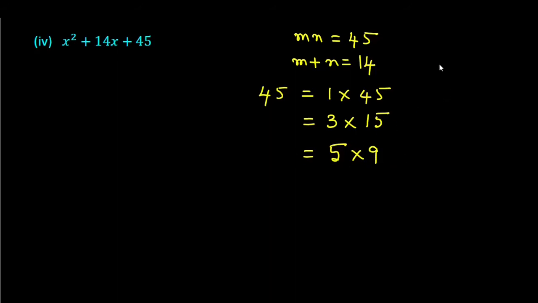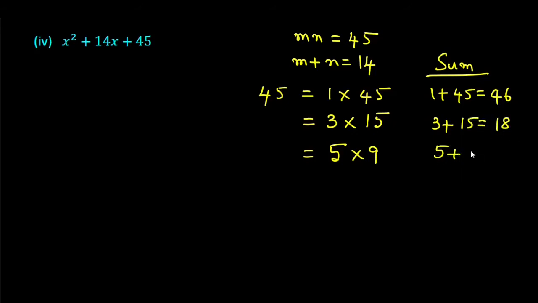Now we have to find the sum. 1 plus 45 is equal to 46. 3 plus 15 is equal to 18. 5 plus 9 is equal to 14. Here we want the sum as 14. Sum of the factors of 45 should be 14 here. So 5 and 9 are the right choice.